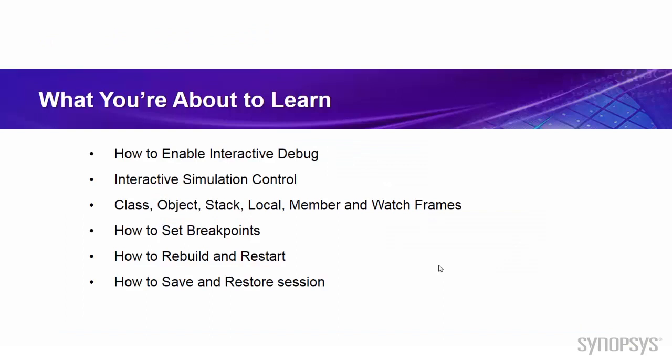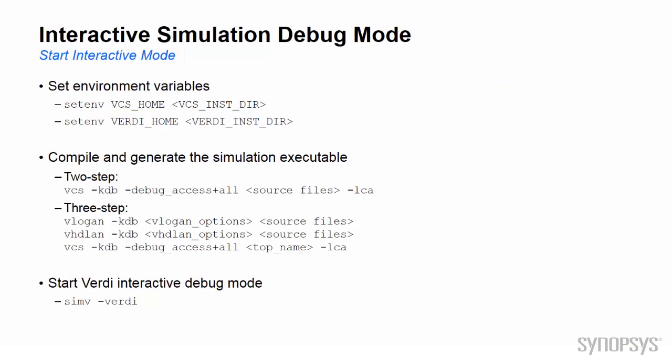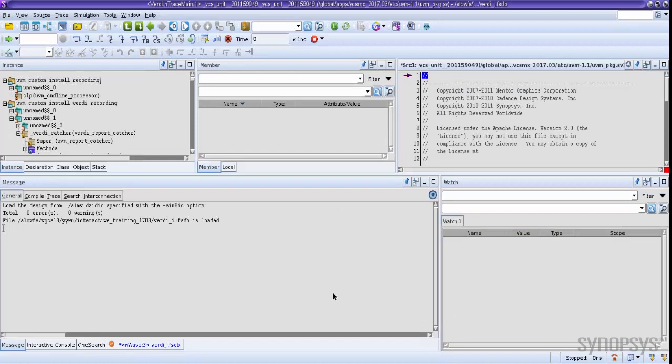What you're about to learn in this lab are how to enable interactive debug, the interactive simulation control and the various browsers and frames, also the fundamental techniques such as setting breakpoints, rebuild and restart simulation, and save and restore session. To enable interactive debug, we need to set the VCS home and Verdi home environment variables to the installation directories, then compile and generate the simulation executable in the UFV flow by adding the KDB option. Finally, we start Verdi Interactive Mode by synv-verdi. After these steps, Verdi is launched in Interactive Mode and we can see the Interactive Toolbar is enabled.